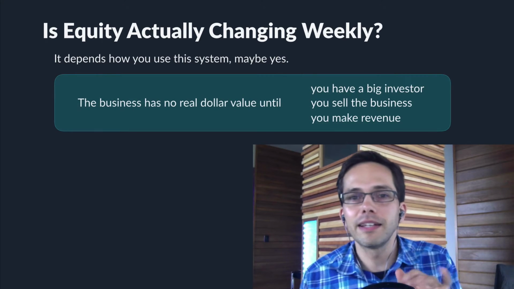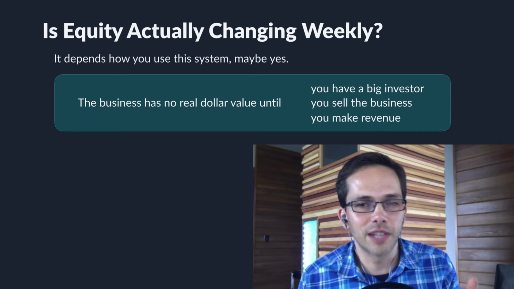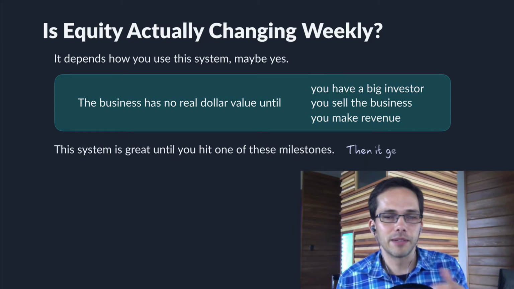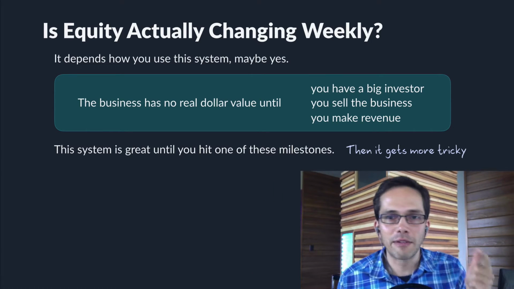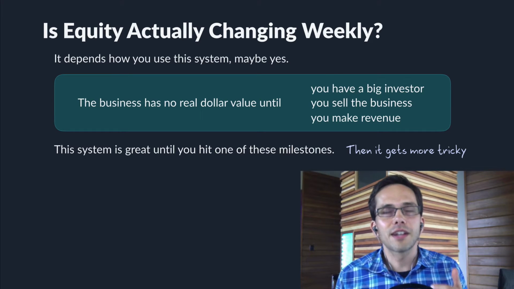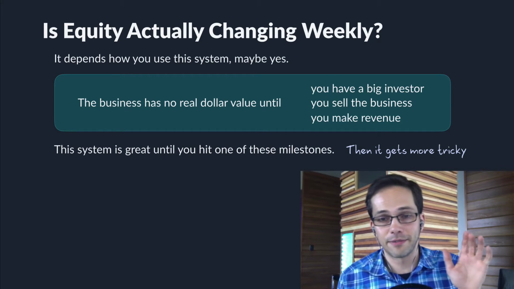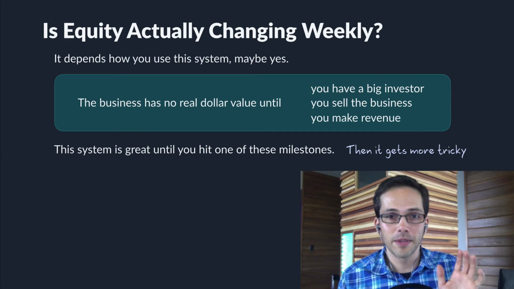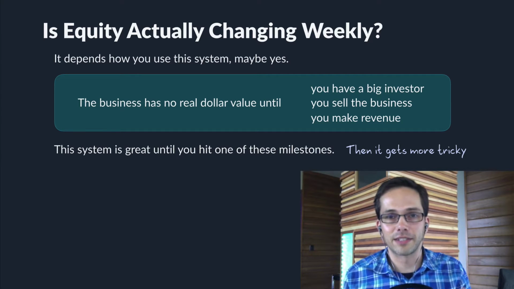And the thing to keep in mind is, the business has no real dollar value. But once these things happen, once you have a big investor or you sell the business or you make revenue, things start to get more complicated. And that's definitely when you want to bring in an attorney. And that's definitely when you might have to issue equity if you haven't yet.